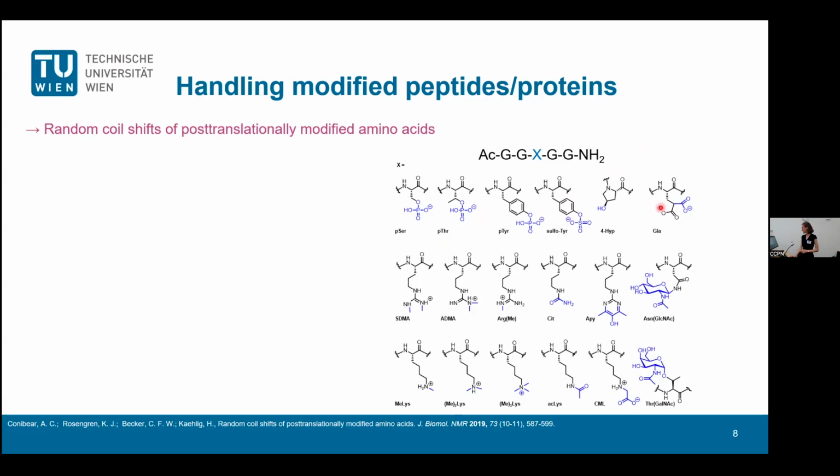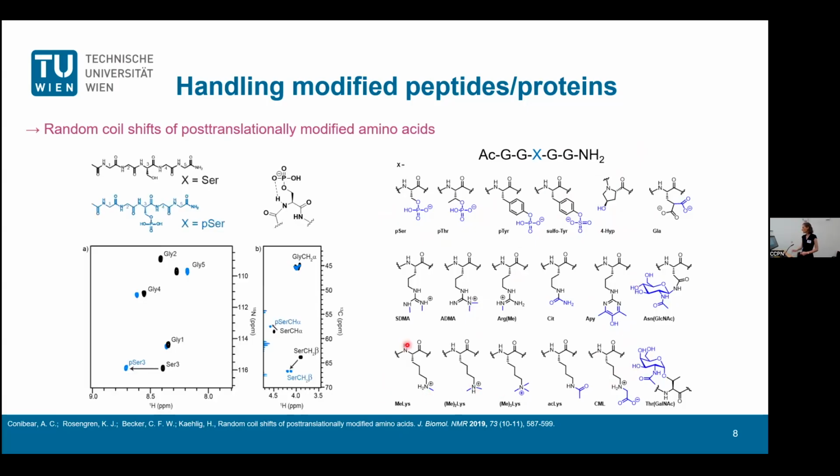This was the set that I worked on. Since then, there's been a few more. These are fairly standard post-translational modifications, such as phosphoserine, threonine, tyrosine, some hydroxylations, arginine methylations, some slightly fancier ones, a couple of simple sugars, and we used those to assign random coil shifts.